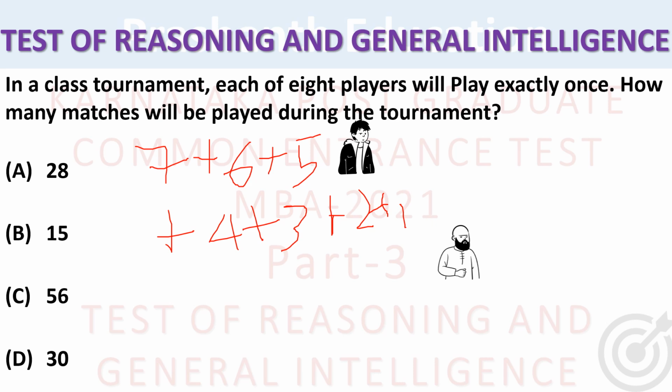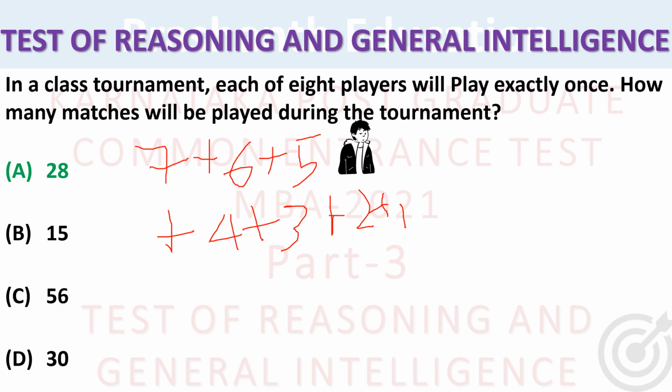Okay, now we need to add all this up. So 7 plus 6, it will be 13, 13 plus 5 will be 18, 18 plus 4 will be 22, 22 plus 3 is 25, 25 plus 2 is 27, 27 plus 1 is 28, so the correct answer will be 28. This one you can easily do.